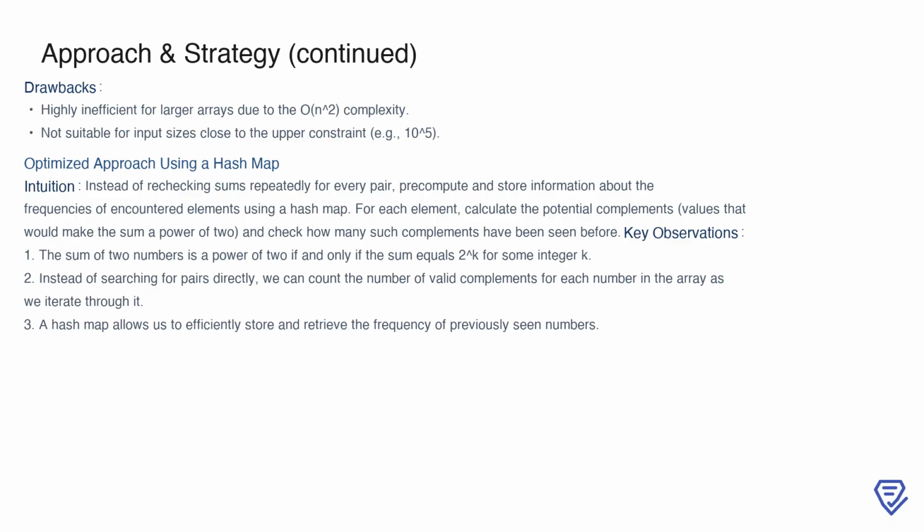This optimization hinges on the observation that a sum equals a power of 2 if and only if it matches 2 raised to some integer power. By counting valid complements dynamically, we avoid redundant computations and significantly improve efficiency.